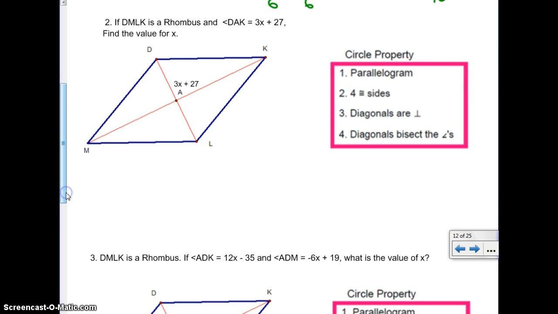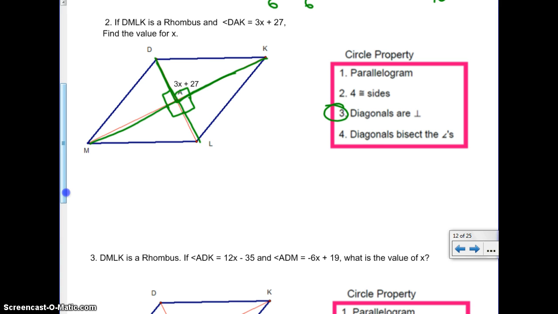Here's number 2. It says if DMLK is a rhombus and angle DAK is 3x plus 27, find the value of x. Well, angle DAK is right here. It's on the inside of the rhombus. When you see diagonals and an angle on the inside, you should automatically think something to do with that right there. Our diagonals are perpendicular, right? So that means, just like we drew before, if these diagonals are perpendicular, I have a right angle here, and here, and here, and here.